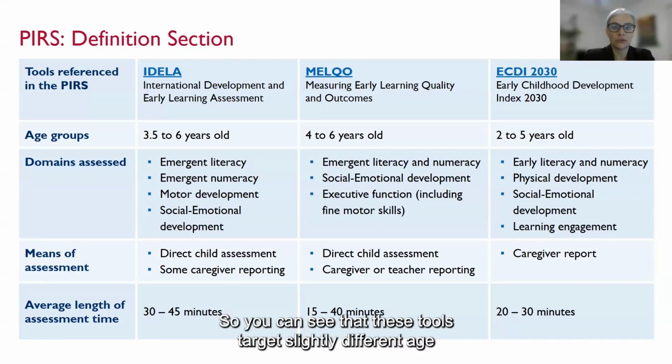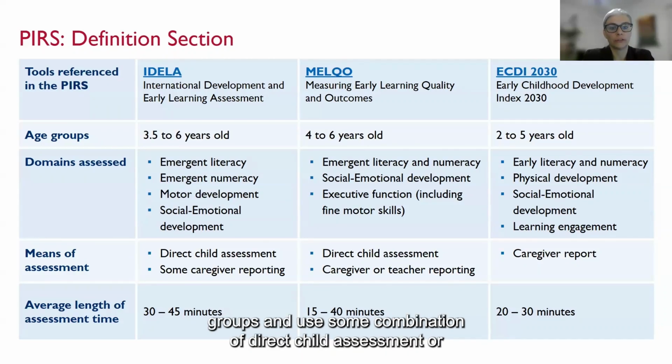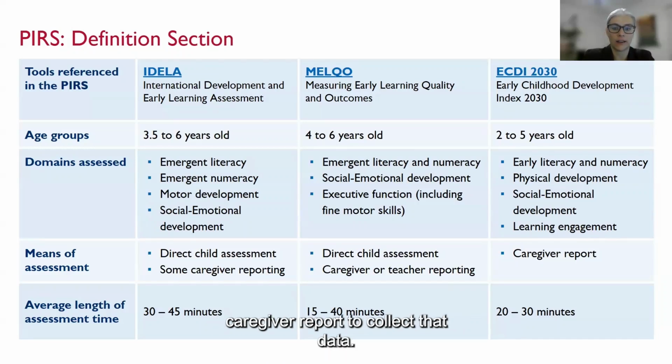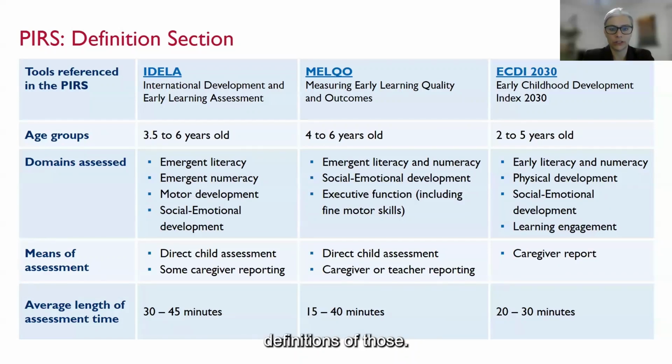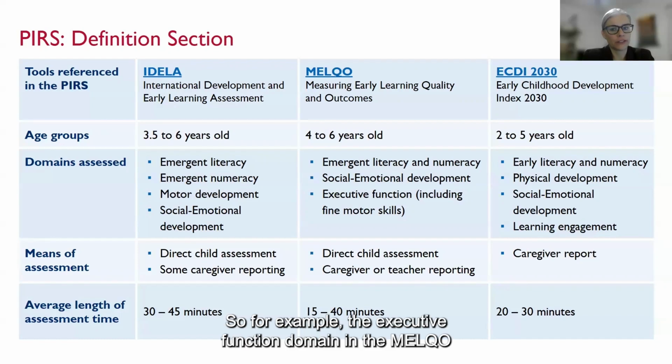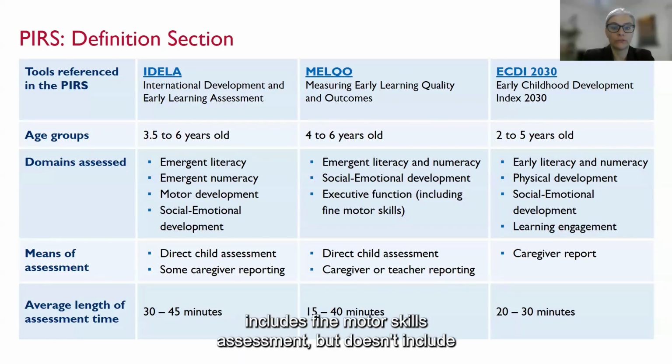So you can see that these tools target slightly different age groups and use some combination of direct child assessment or caregiver report to collect that data. The tools report on many of the domains that are listed and required by the PEERS, but they don't always have consistent definitions of those. So for example, the executive function domain in the MELQO includes fine motor skills assessment, but doesn't include a separate physical domain.